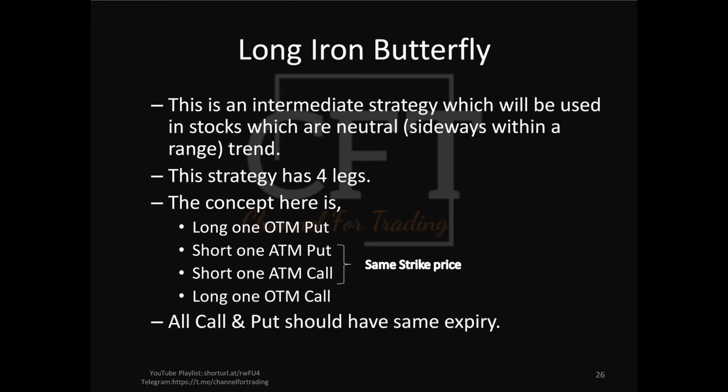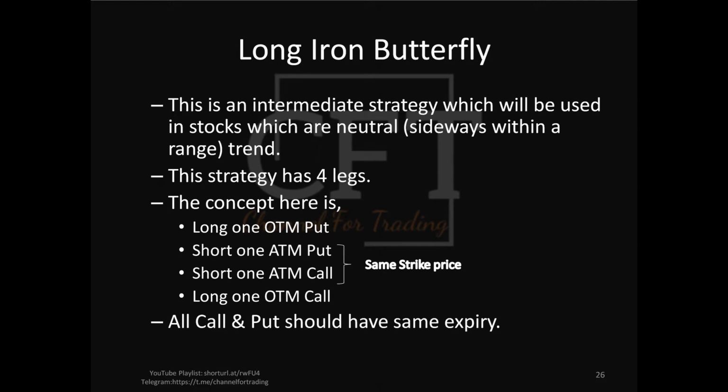Today we are going to see two more income strategies, and the first among them is long iron butterfly, and the next strategy in this episode I'll be talking about long iron condor. Till episode 3 we have seen strategies which have two-leg positions. From this episode we are going to see strategies which have four legs. So this is a little more advanced than the strategies we discussed till episode 3.